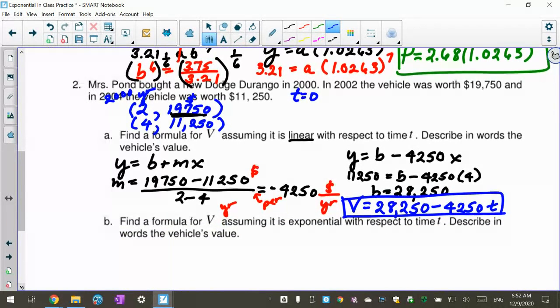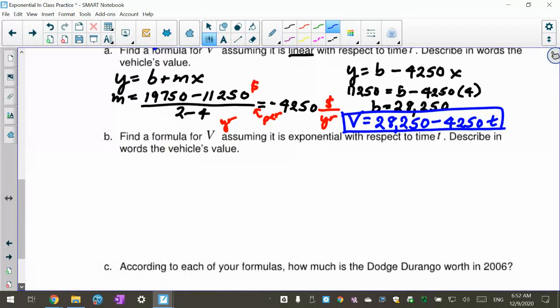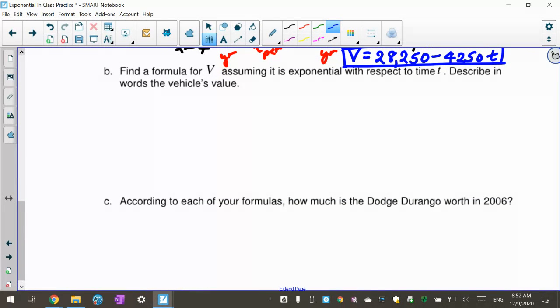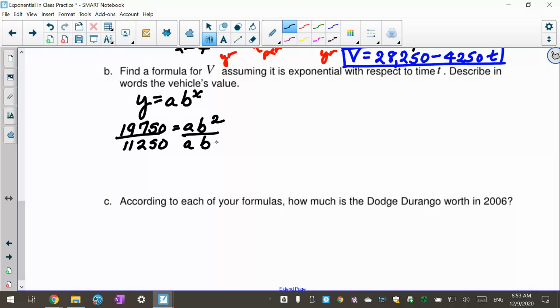All right. One of the last parts, next to the last, I should say, is now they want me to find, you guessed it, the exponential. So I'm going to say y equals ab to the x. I still have my 2 points. I actually use the 2, 19,750 first because it's larger. So 19,750 equals ab squared, divide. Then my other point was 4, 11,250, so 11,250 equals ab to the fourth.